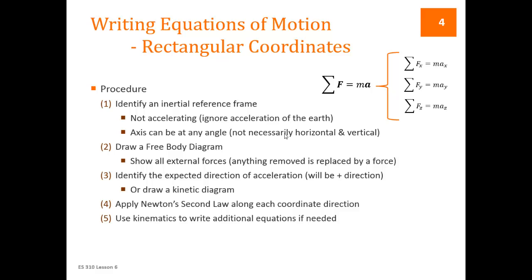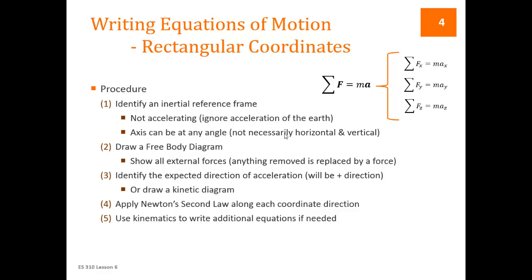Then we identify the expected direction of our acceleration. We're going to define this as positive. This doesn't really matter if we don't know. We can just guess a direction. But just make sure you indicate your positive direction somewhere on your piece of paper, so if you get a negative answer, you know what that means in terms of direction.